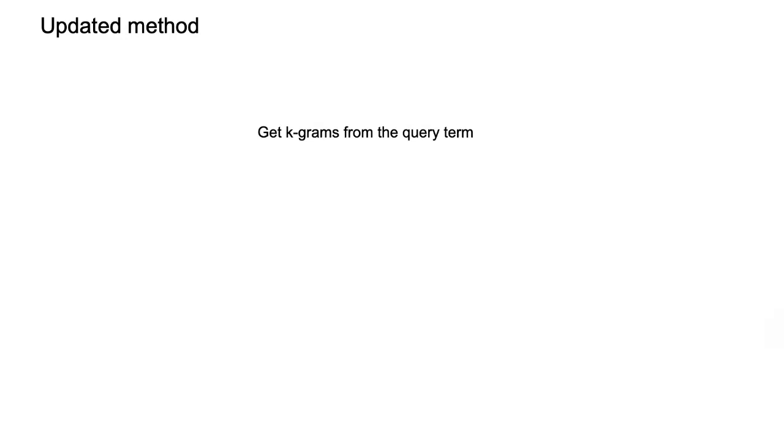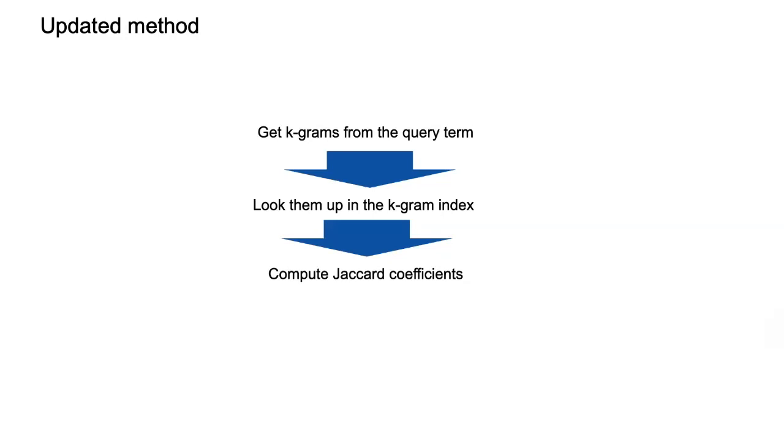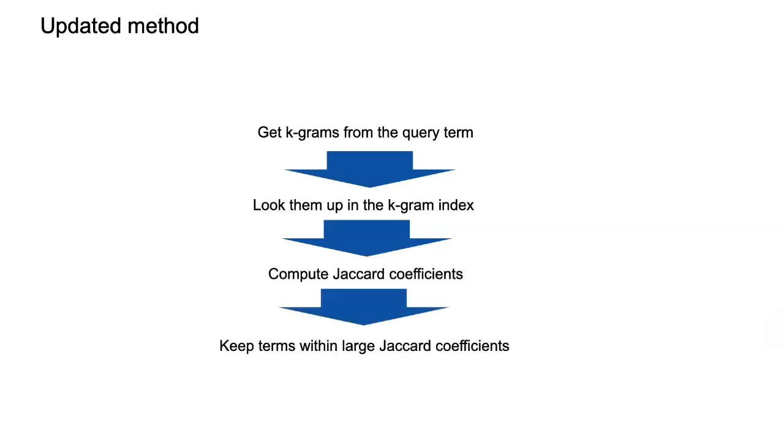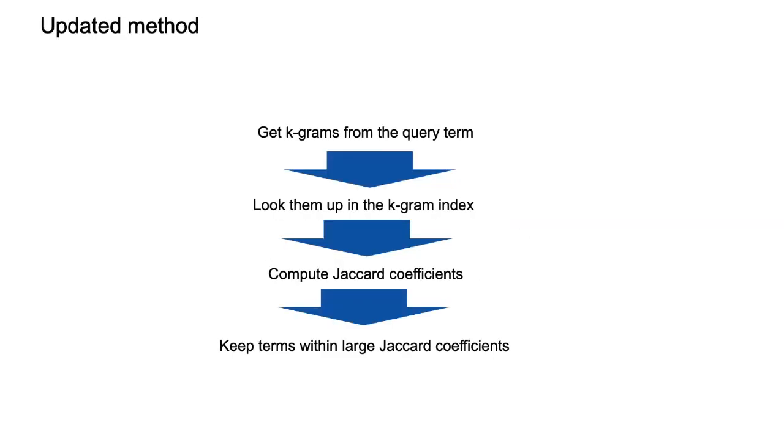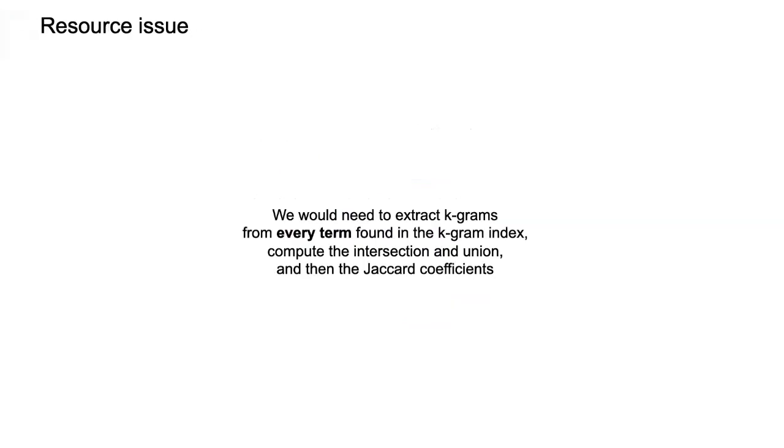Okay, so one of the flavors that we could get out of that is that we could get the k-grams for the query term, and then we look them up in the k-gram index, and we compute the Jaccard coefficients of the words that we see in there. And then we keep the terms with large Jaccard coefficients, and maybe we could even do a Levenshtein distance after that with those with a large Jaccard coefficient, right? So there are a lot of ways that you can organize things, but basically these are the building blocks, right? The Jaccard coefficients, the Levenshtein distance, and so on.